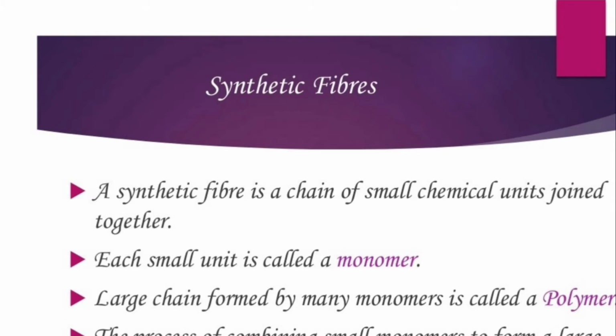First we want to know what a polymer is and what a monomer is. A synthetic fiber is a chain of small chemical units. As I already said, chemical procedures or chemical methods are used for making this synthetic fiber. It is made of a chain of small chemical units joined together. This small unit is called a monomer and the large chain formed by these monomers is called a polymer.